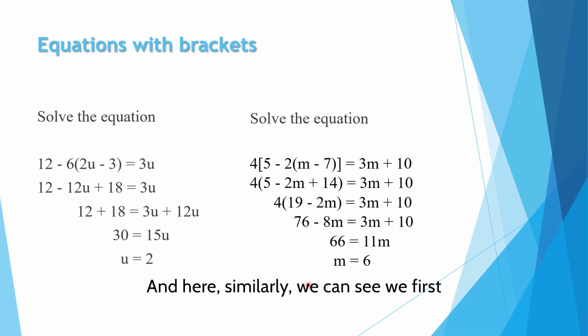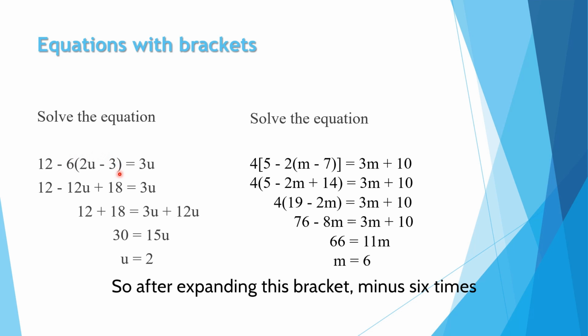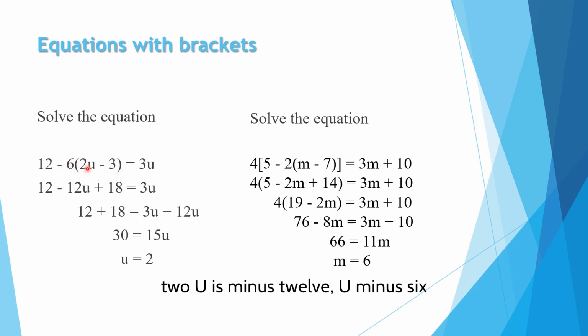And here, similarly, we first try to put all like terms together. So after expanding this bracket, minus 6 times 2u is minus 12u. Minus 6 times minus 3 is plus 18. And obviously, we would put all the items with u together. So we would have 3u plus 12u. And then the left-hand side would become 30 finally. And then again, we transpose the 15 by dividing by 15 on the left-hand side. And then u would equal 2.